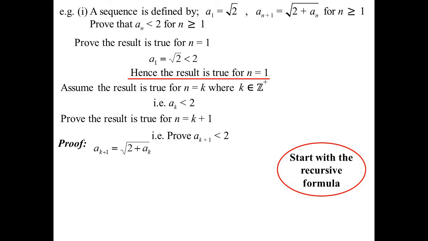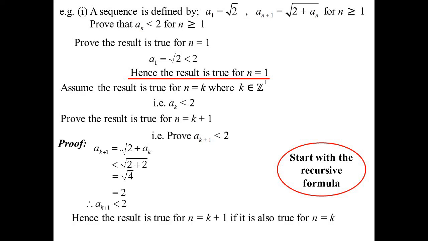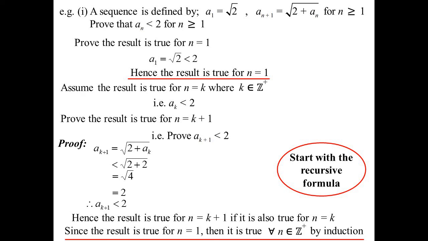So this must be less than the square root of 2 plus 2. Right? Because a_k is less than 2. Well, 2 plus 2 is 4. And the square root of 4 is 2. So now if I read down, a_(k+1) is less than 2. And that's what we're trying to prove. Hence the result is true for k plus 1, etc., etc.